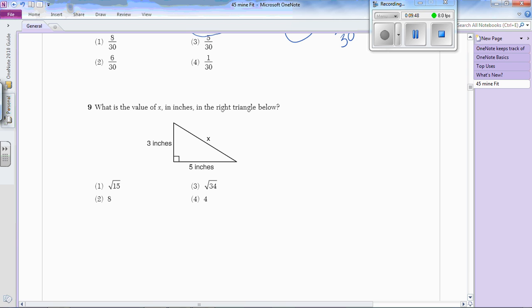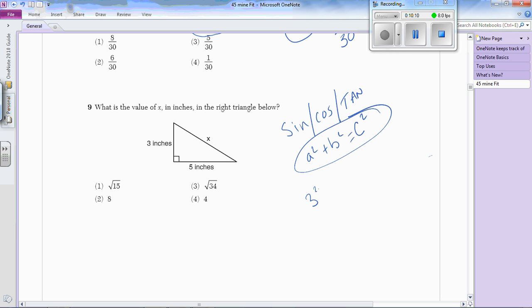All right, as soon as I see a right triangle, I think of two things. I think of sine, cosine, or tangent, or the Pythagorean theorem, which is a squared plus b squared equals c squared. Since I have not been given an angle, nor have I been asked for an angle, obviously then we're not going to use sine, cosine, tangent. So it's just 3 squared plus 5 squared equals x squared, and of course, this is the x we're looking for. 25 plus 9 is 34 equals x squared.